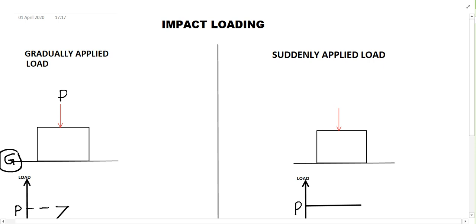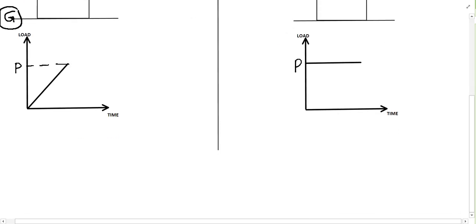If I go on applying the load gradually, that means initially the load on this block is 0 and I increase the load by 1 Newton, then again the load is increased up to 2 Newton, then 3 Newton, and so on. If I go like this up to load P, that means I am applying the load gradually. Here we can see the same with the load versus time diagram. I am increasing the load gradually, starting from 0, I have to reach P. So this is what gradually applied load means.